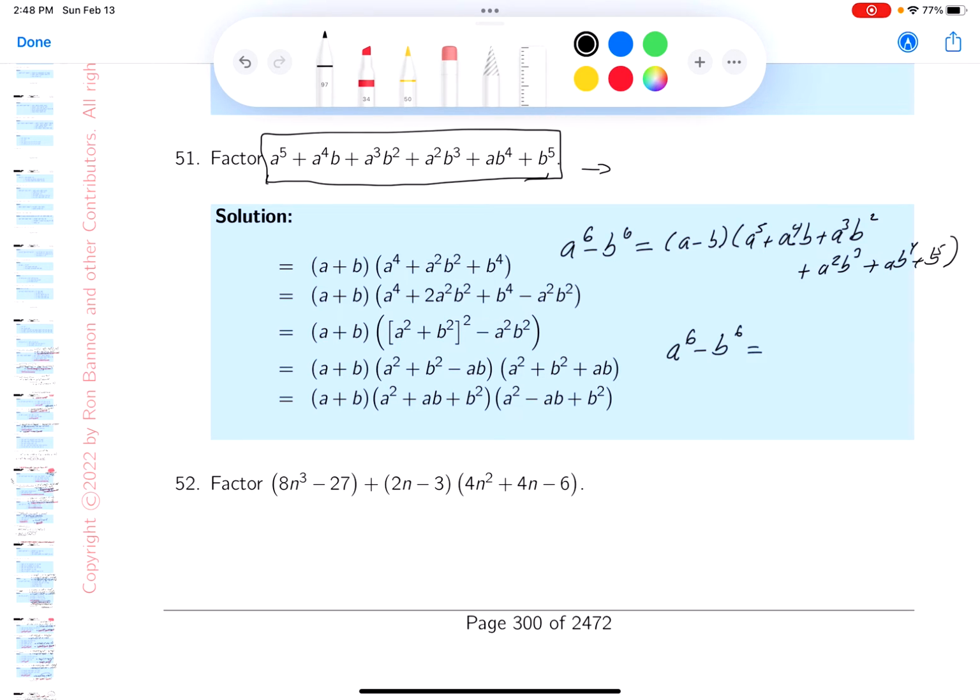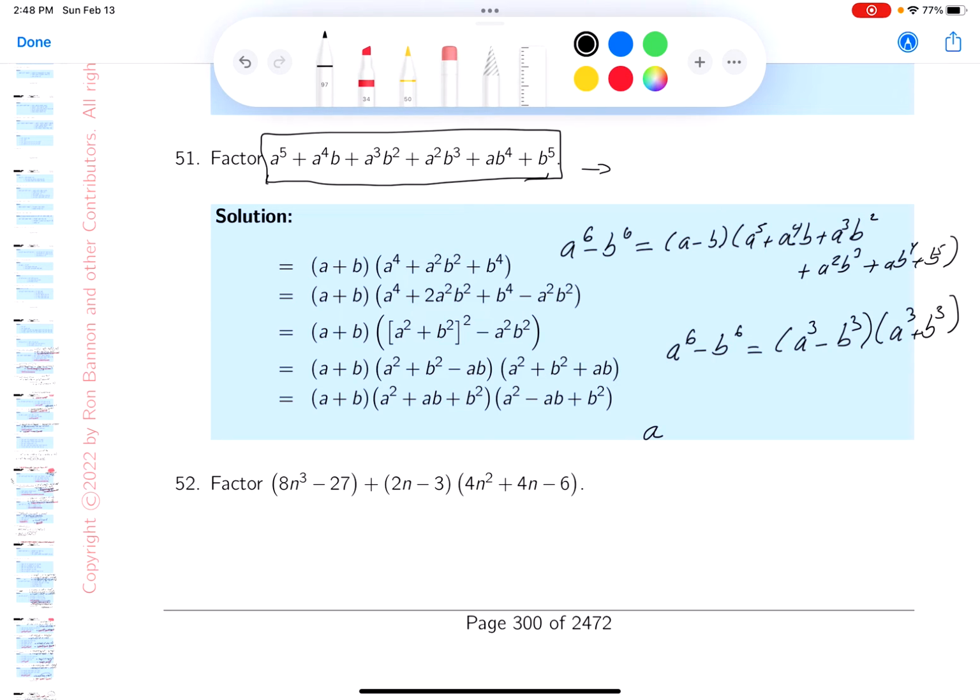And what would that be? That would be a cubed minus b cubed times a cubed plus b cubed. All right, there's a point to this. I want to keep factoring that. And what would you get? Let me write that down for you.